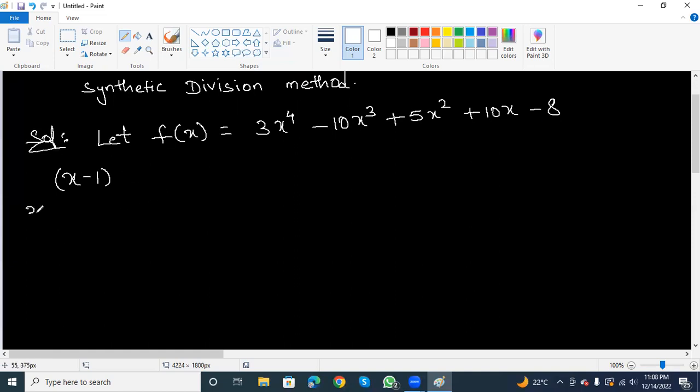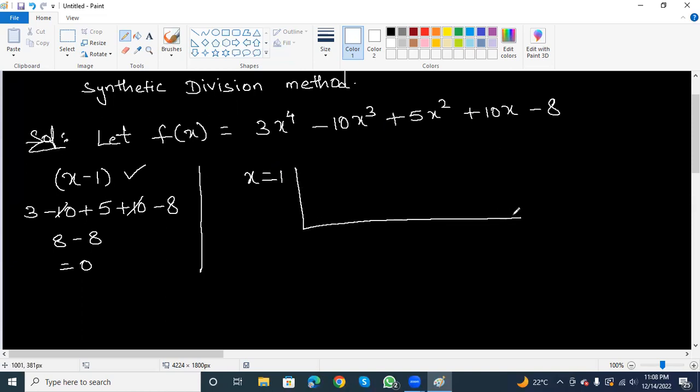So let's see, 3 minus 10 plus 5 plus 10 minus 8. These are the sum of all the coefficients. Minus 10 plus 10 get cancelled. 3 plus 5 is 8. 8 minus 8 is 0. Yes. So the remainder is 0, which means x minus 1 is a factor. So we got one factor. We can factorize this polynomial by using the synthetic division method. So x minus 1 equal to 0 means x is equal to 1.